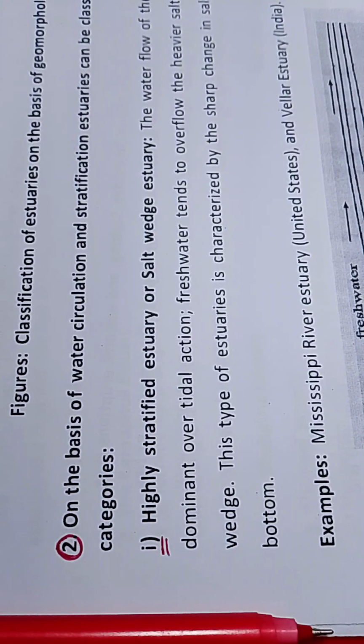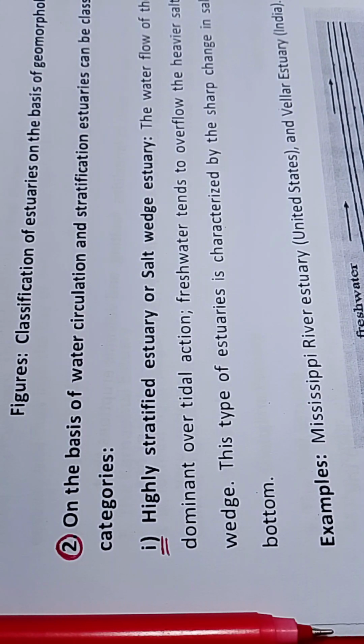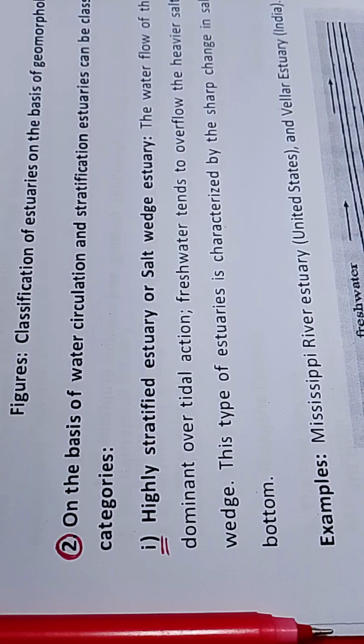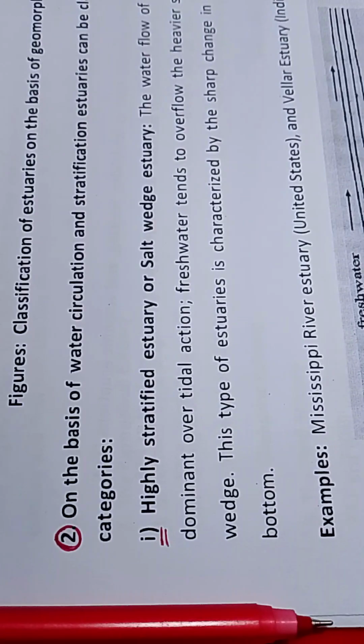On the basis of water circulation and stratification, estuaries can be classified into three broad categories: highly stratified estuary or salt wedge estuary. The flow of river water is strongly dominant over tidal action. Freshwater tends to overflow the heavier salt water, forming a wedge. This type of estuary is characterized by a sharp change in salinity from top to bottom.